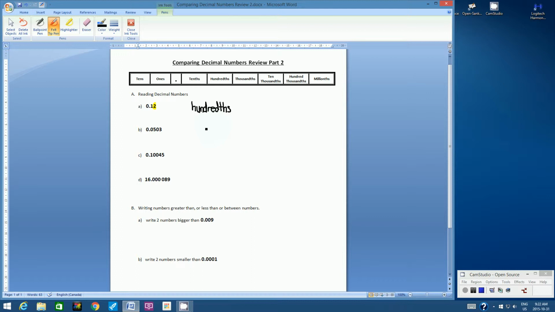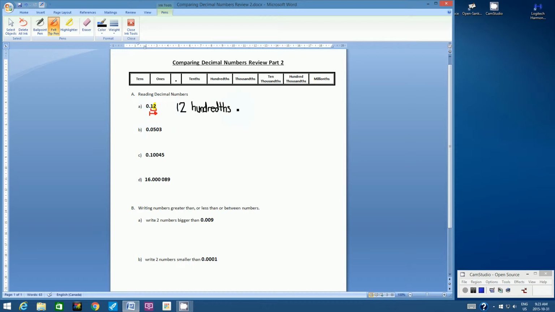Okay? Now to get the first part of your answer, all you need to do is look at the decimal and then just read the number after the decimal place. So if I ignore the 0 in the ones column and if I ignore the decimal place, I just read this number from left to right. And that number is 12. So the proper way to read this decimal number is 12 hundredths.